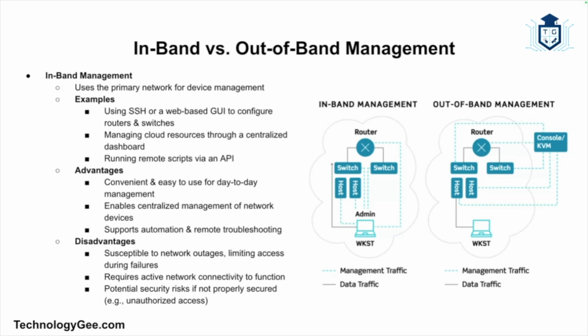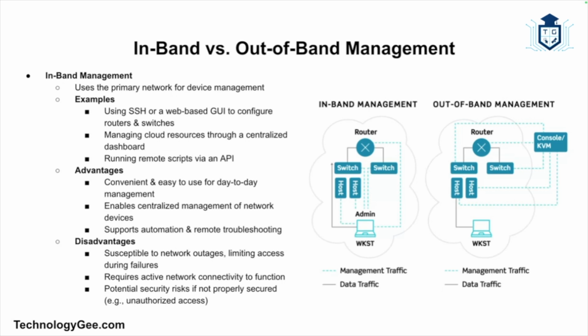And then we have what is called in-band versus out-of-band management. So network management can be categorized into in-band and out-of-band management based on the method of access. So let's talk about in-band management. So this refers to managing network devices using the primary network infrastructure.